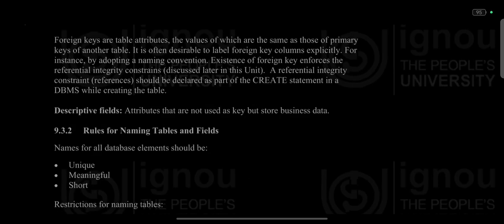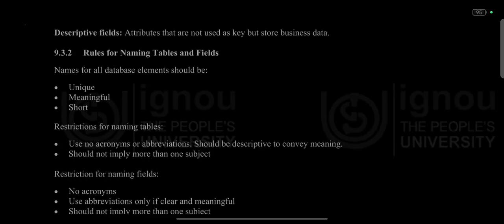Descriptive fields: attributes that are not used as keys but store business data. Rules for naming tables and fields. Names for all database elements should be unique, meaningful, and short. Restrictions for naming tables.